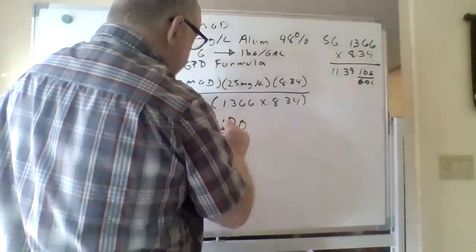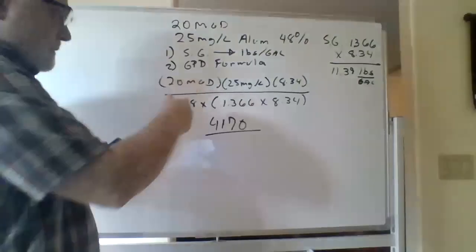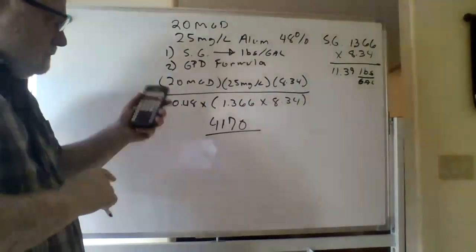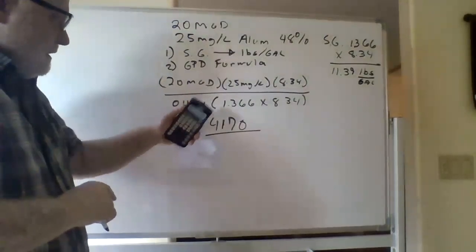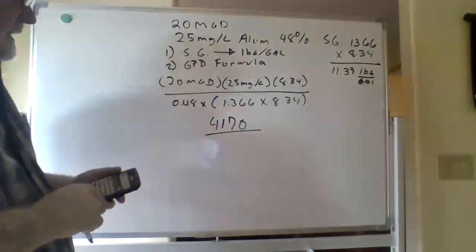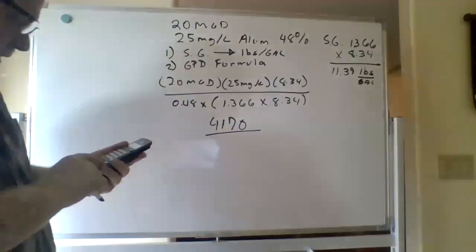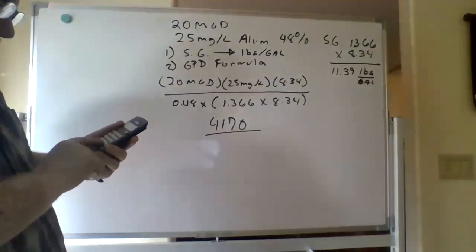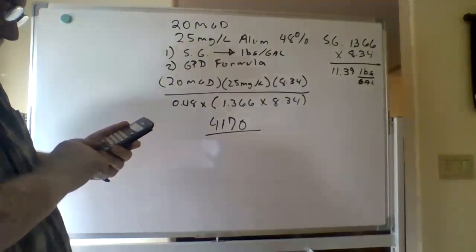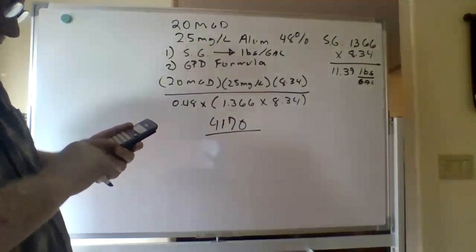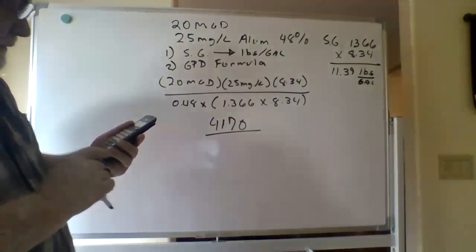So 20 times 25 times 8.34, 4170. And when I'm doing these on the state exam, I'll actually do them kind of longhand like this. And do it like this number divided by this number and see if I get an answer. And if I don't, then sometimes I'll do a double check here to make sure that I calculated these numbers right.